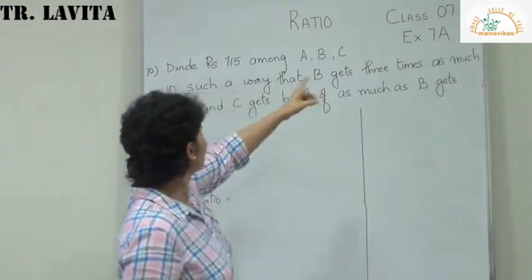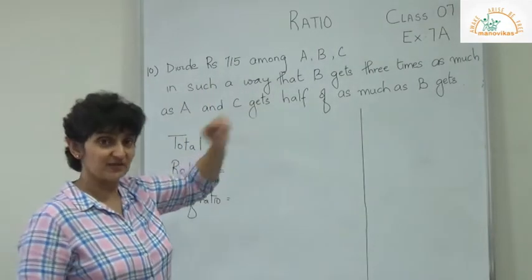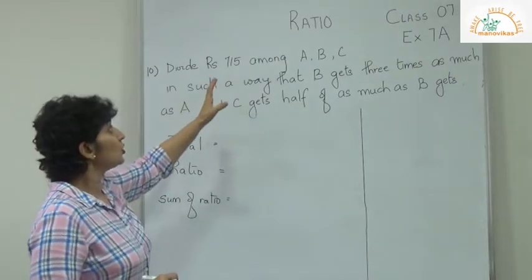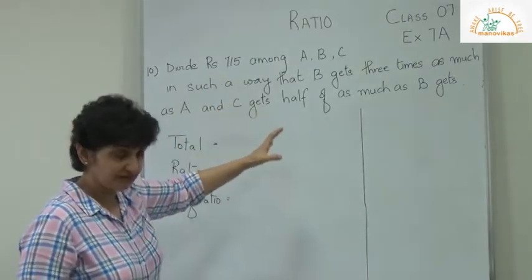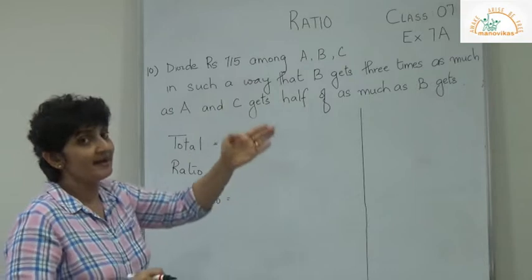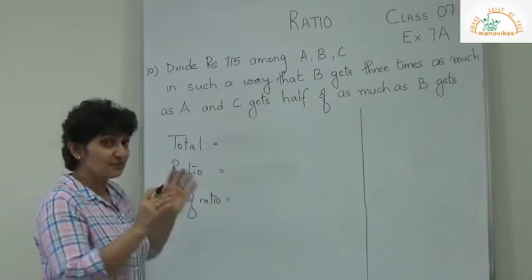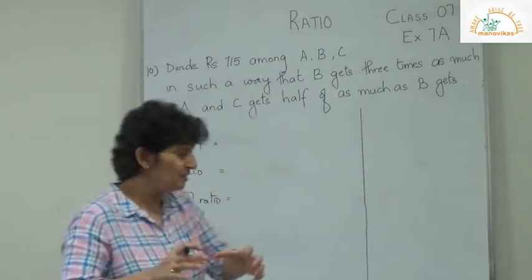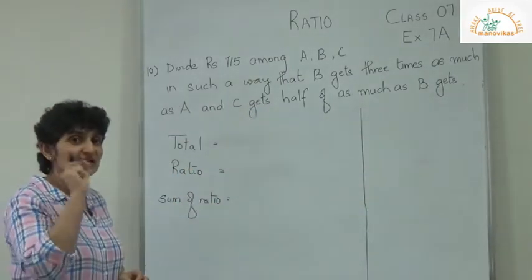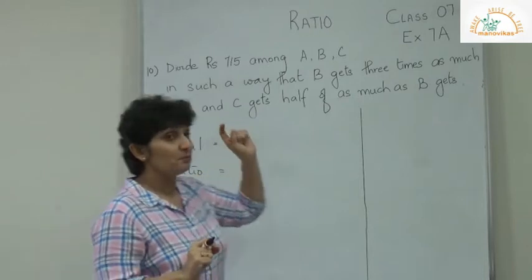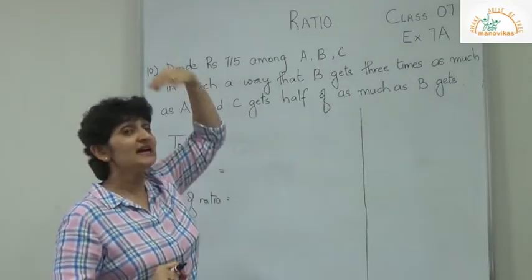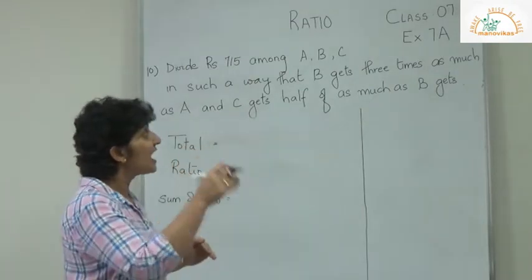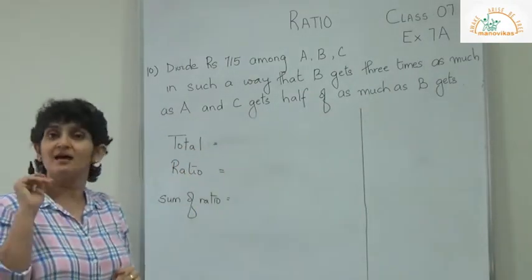I am doing question 10 from exercise 7a. Let's read and understand the question first. Divide rupees 715 among A, B and C. That means you need to know how much A, B and C get in such a way that B gets 3 times as much as A and C gets half as much as B.